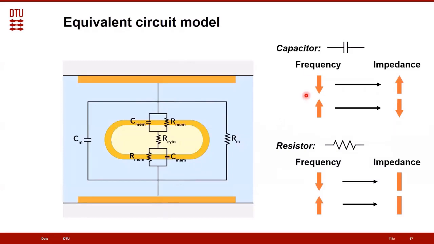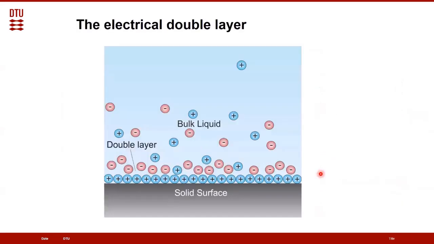Now, a capacitor is an element that has an impedance that changes with frequency. At low frequency, the impedance is high, whereas at high frequency, the impedance is low. The resistor has no dependence on the frequency of the signal.